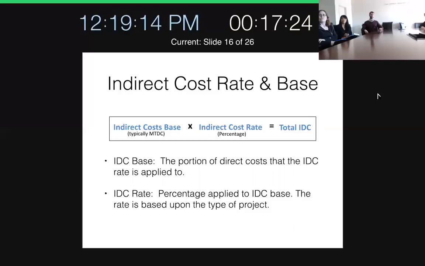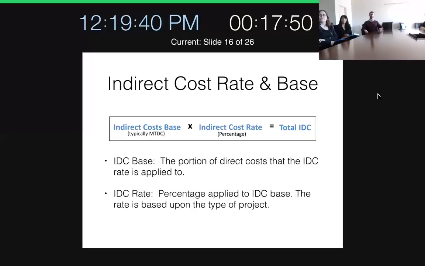Generally speaking, the base is going to be something called modified total direct costs, which, if you've ever submitted a federal grant, you're familiar with. It has some basic exclusions from the direct costs, which I'll talk a little bit more about in a minute. There are a couple other bases that we do use, but we're mostly looking at that MTDC. And you just apply the rate to the base and we get the total IDC recovery. Pretty straightforward.